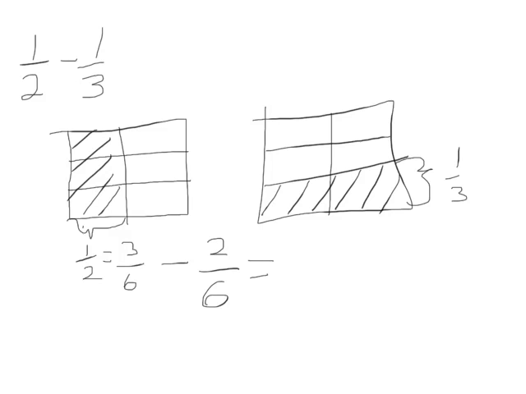So our problem becomes 3/6 take away 2/6. We can show this in our rectangular fraction model by taking away 1, 2 of the 6. If we have 3/6 and we take away 2/6, we have 1/6. So 1/2 minus 1/3 equals 1/6.